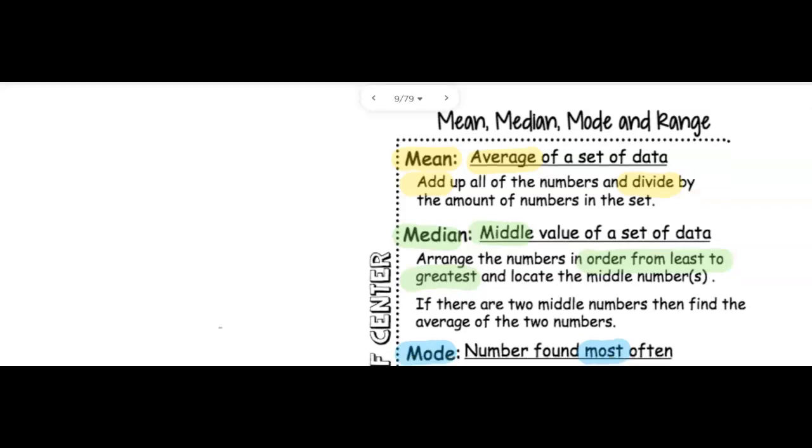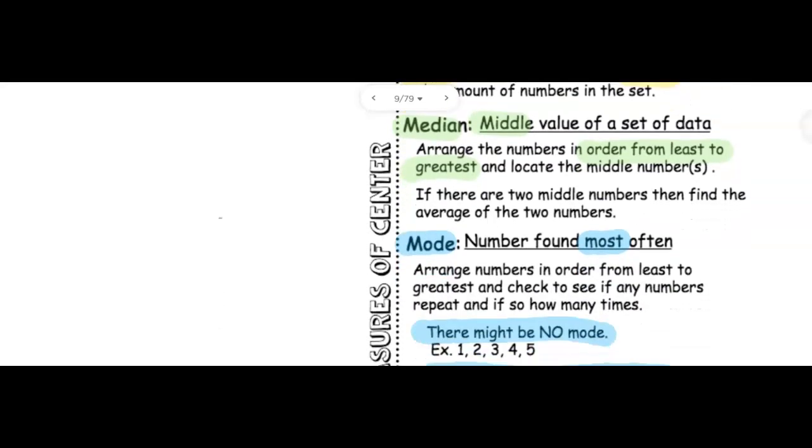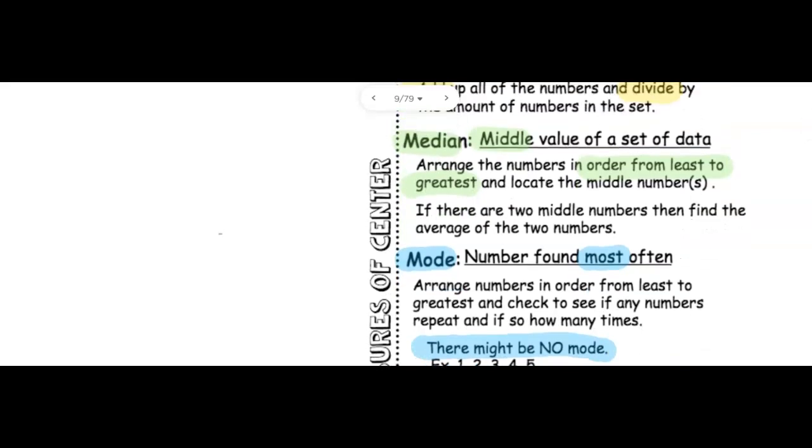Next up, median. Median means middle. So you're going to highlight median, middle. You're also going to highlight order from least to greatest, because we have to arrange the numbers in order from least to greatest and locate the middle number. If there are two middle numbers, then we're going to find the average of the two numbers.